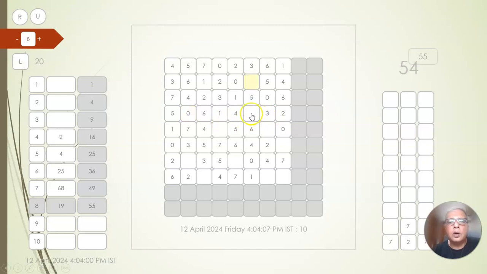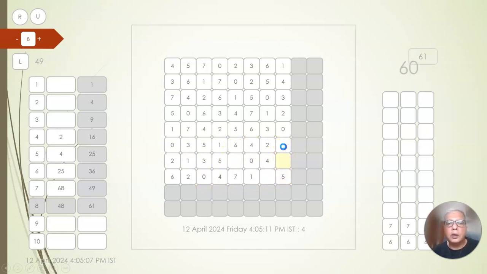I need 7 here, but 7 is on top. 2 is missing. Three is missing, so I put 3 here. Six is missing, so I put 6 here. I put 1 here. I put 6 here. I am missing 6, which goes there. I have 4 cells remaining blank.